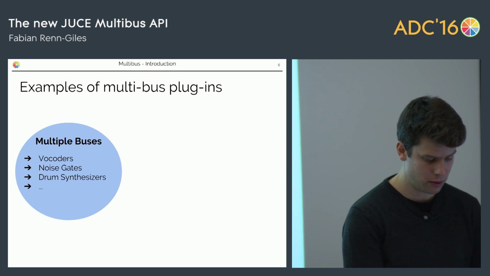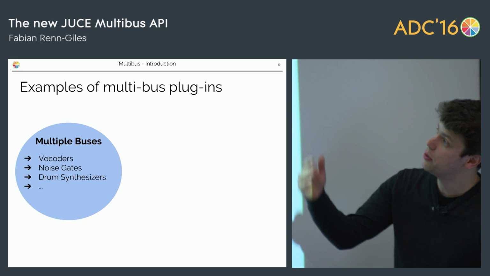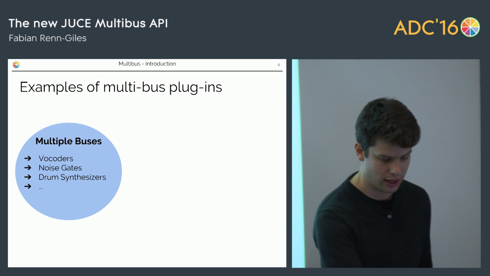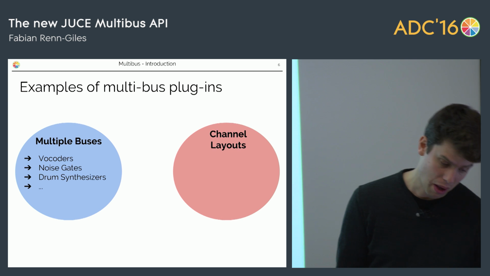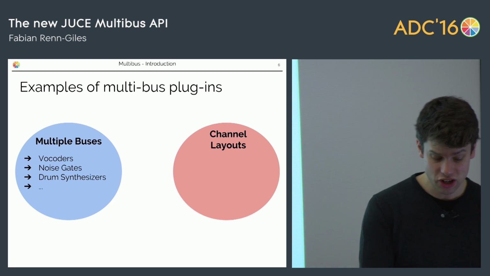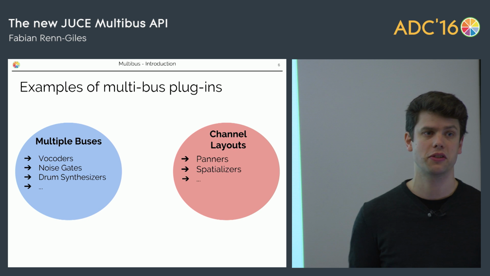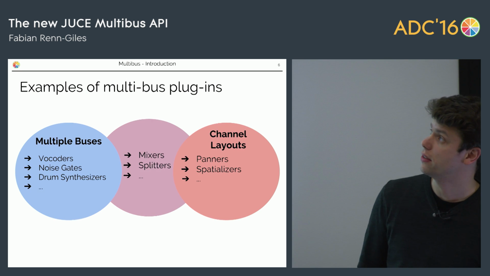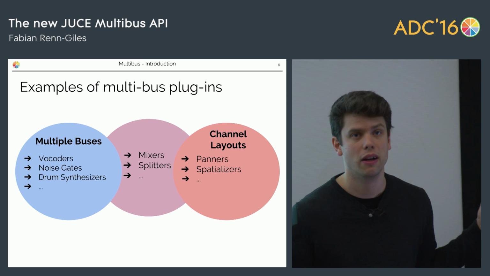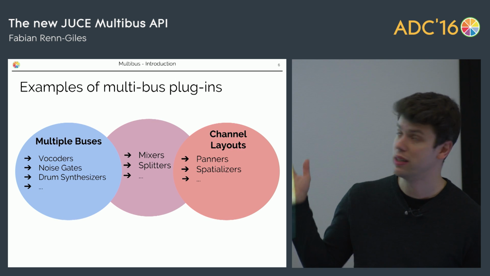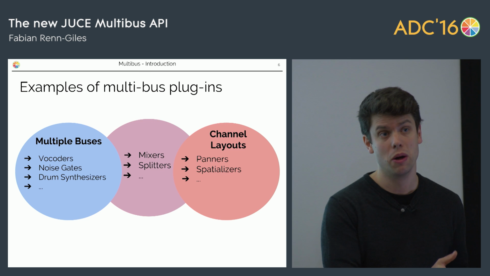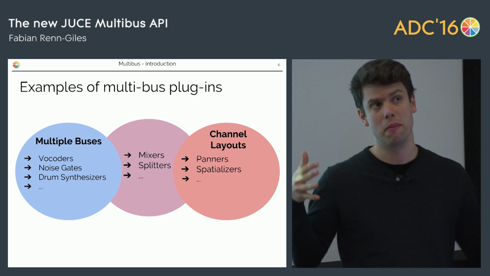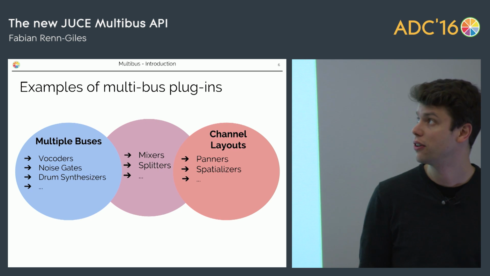Some examples of Multibus plugins are plugins that have multiple buses, like vocoders or noise gates or drum synths. And some plugins that need the channel layout information: panners, spatializers. And then there are plugins that need both, like mixers and splitters. Usually mixers have several buses, but they also need to know, is this a stereo bus? Is this a surround 5.1 bus, so they know how to downmix the channels correctly.